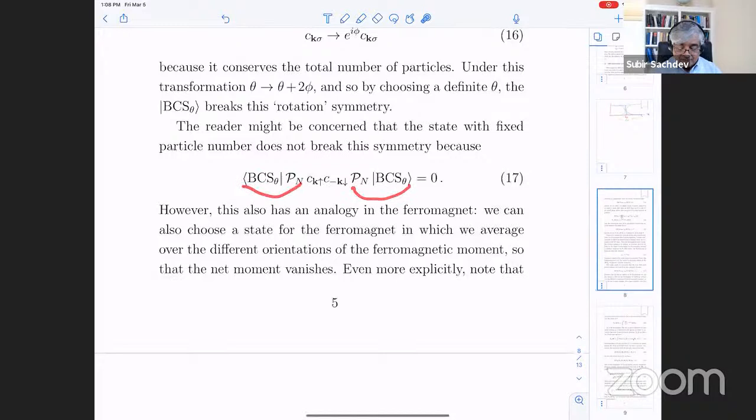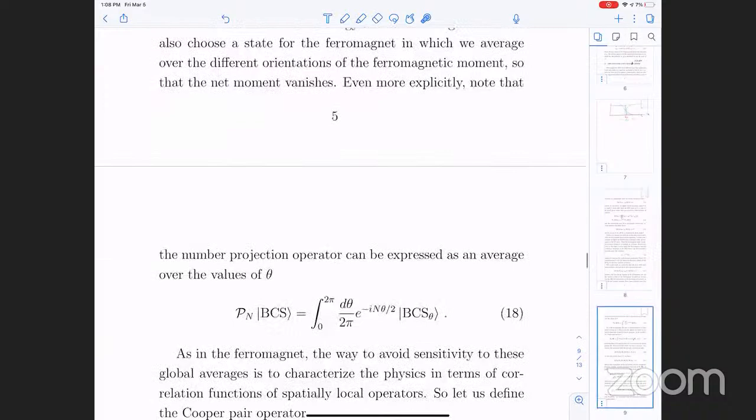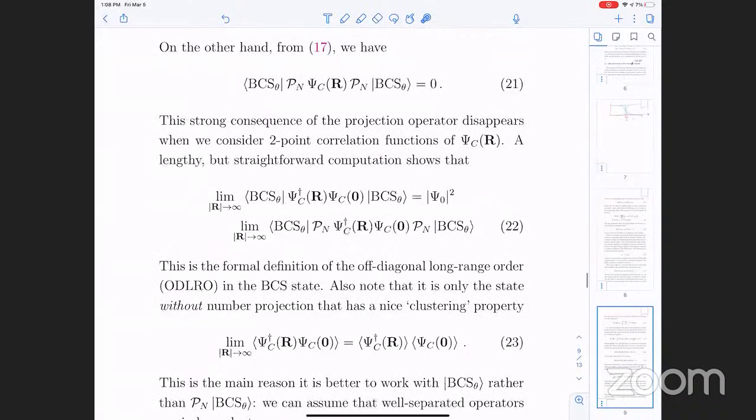Okay, but the statement is, we do have this equation number... let me see. Equation number 20. No, not 20. The question where you have, yes, 22. So in equation 22, this is a statement that is true both for the canonical and grand canonical picture, right? Correct. So you have to look at the two-point correlation function, not the one-point.